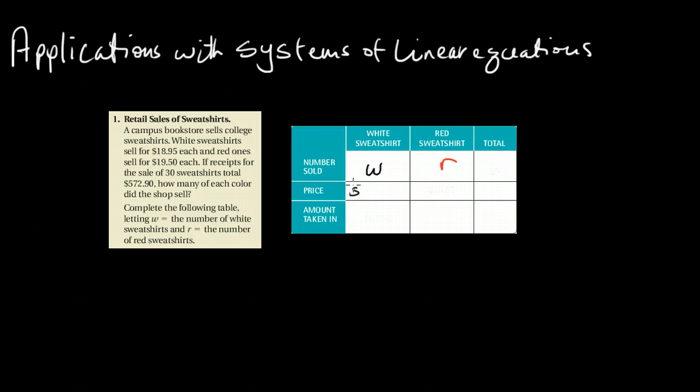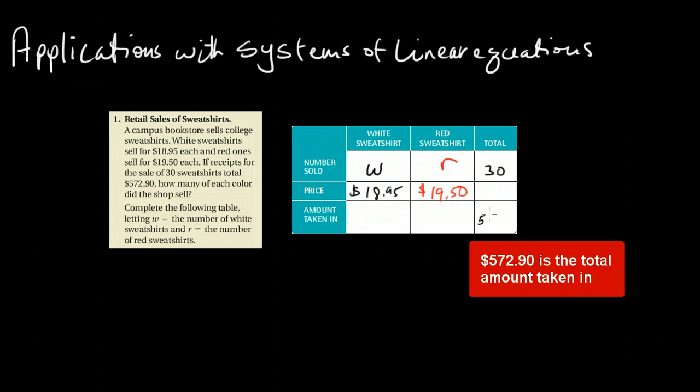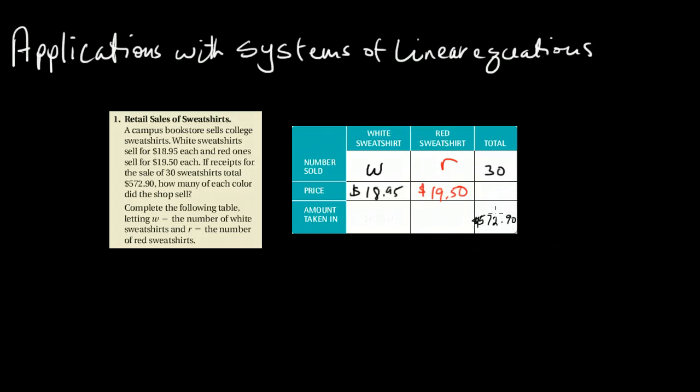So the price is here, it's $18.95, whereas the red shirts sold at $19.50. And the amount taken in, we need to figure that out. Here's what we know. We know that the total number of shirts sold was 30. Let's see, $572.90. So the graphic organizer, as you can see, helps us to set up our equation, right?